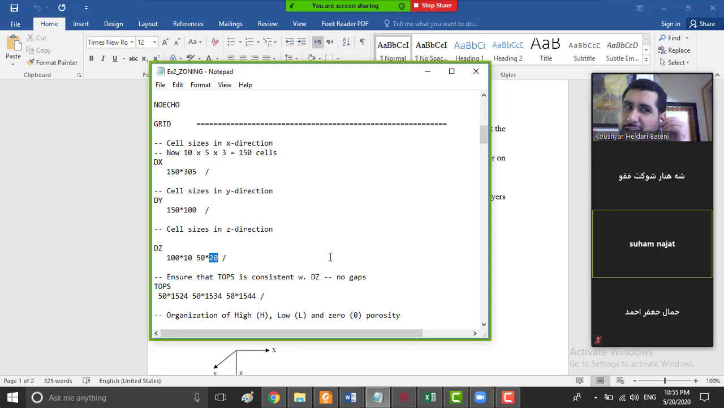Okay, you mean for 100 cells the dz is equal to 10? Yes, for the first 100 cells, dz is equal to 10, and for the next 50 cells, dz is equal to 20. Do you give the information or do you have to find these values?